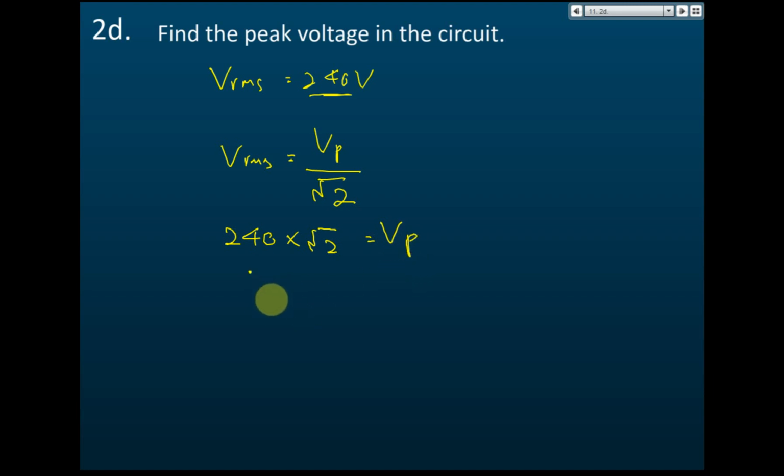So then what's the value of the peak voltage? Yes, Vp equals what? Okay, the answer is 339.4. I think 339 or 339.4. Because this one is 3 significant figures, we give our answer in 3 significant figures as well. So 339 volts. That is how we find the peak voltage from the root mean square voltage.